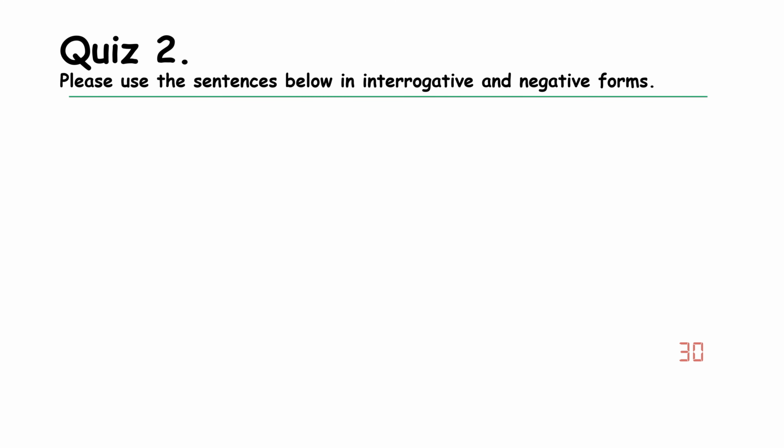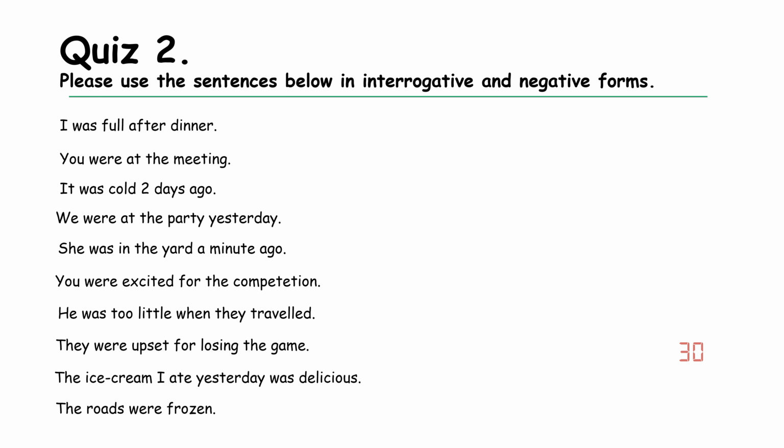For quiz 2, I would like you to use the affirmative sentences given on the screen in interrogative and negative forms. You have 30 seconds to prepare your answers. After 30 seconds, I'll show the correct answers so that you can cross-check.